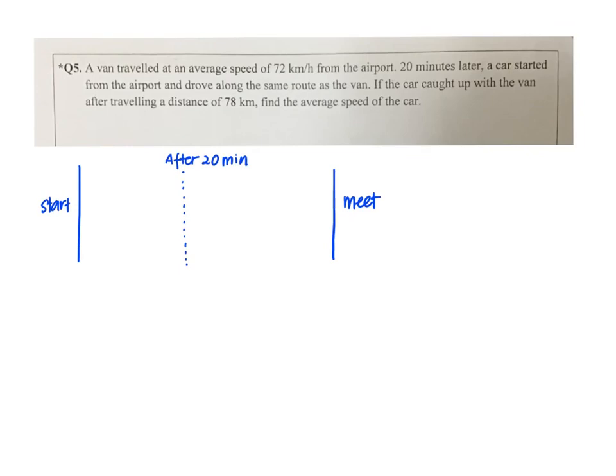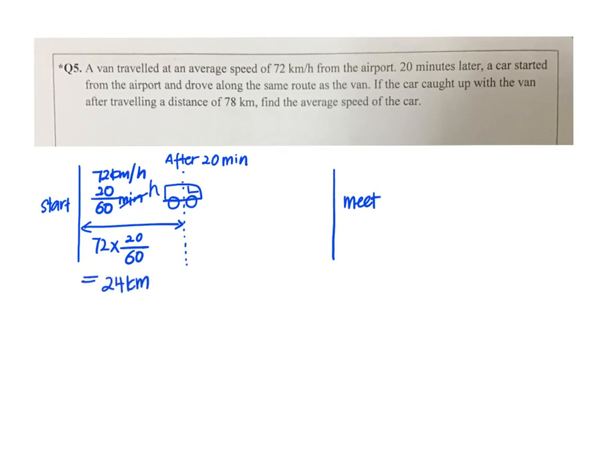Okay, question number 5. A van traveled at an average speed of 72 kilometers per hour from the airport, and 20 minutes later, so the van will be down here, it had traveled 72 kilometers per hour for a time of 20 minutes, which is 20 over 60 of an hour. So what is the distance that it has traveled already? So this distance is 72 times 20 over 60. That gives me a total of 24 kilometers, right?